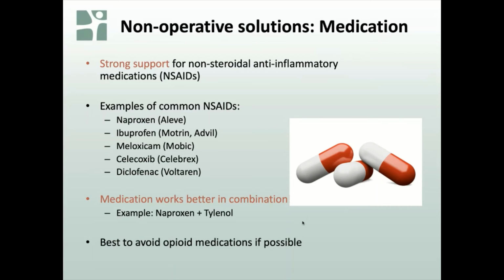Last is that we always try to avoid opioid medications if possible. There are many, many reasons for that, and I think a lot of that has been brought up in the popular media as well as some of our previous talks. But for all of our patients, what we find is that opioid medications are not only rife with potential complications, but they actually do a pretty poor job of helping you with knee arthritis pain. So we try to avoid them if at all possible.